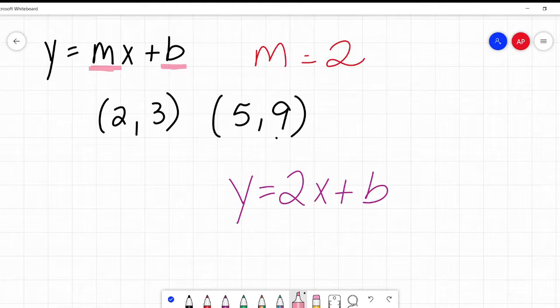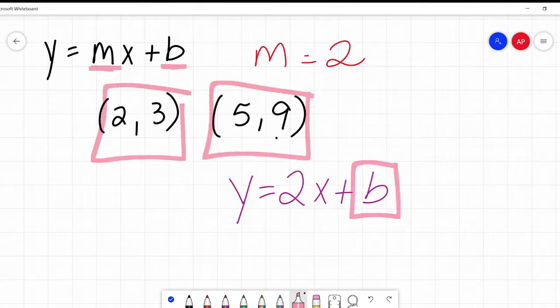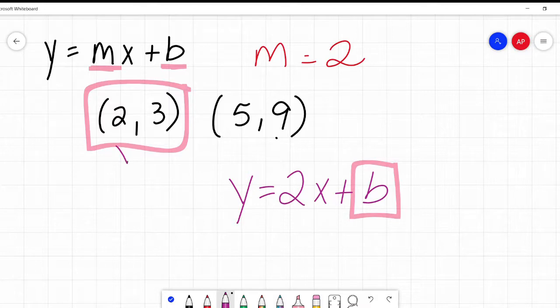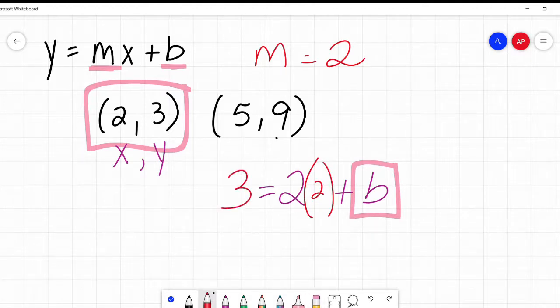I need to know my b. But I have these 2 variables, x and y, so I can't just magically tell what b is. Oh, if only I had an x and a y that I could plug in there. Why, looky there, I have 2. You can pick either one. It does not matter. Let's pick this one, 2 and 3. So remember, 2 is our x, 3 is our y, so I'm going to plug in 2 for x, and I'm going to plug in 3 for y.